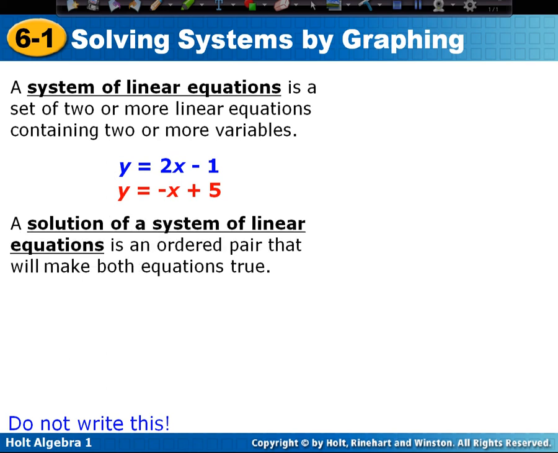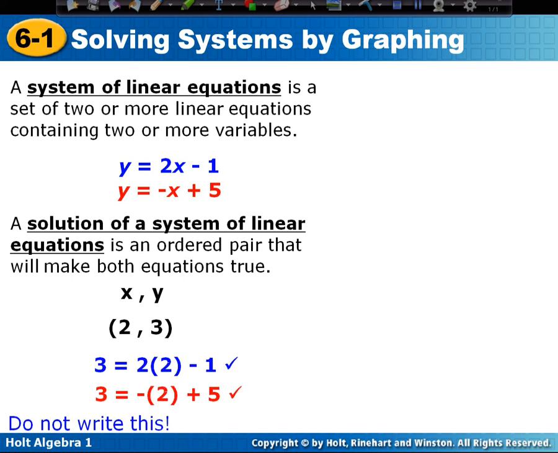A solution of a system of linear equations is an ordered pair that will make both equations true. An example of this would be the point (2, 3). The point (2, 3) in both of the above linear equations will work. If I plug in 2 for x and 3 for y, this works out because 2 times 2 is 4 minus 1 is 3. Here, negative 1 times 2 is negative 2 plus 5 is 3. So again, it works for both of the linear equations up here. It works for the system. So it is a solution.